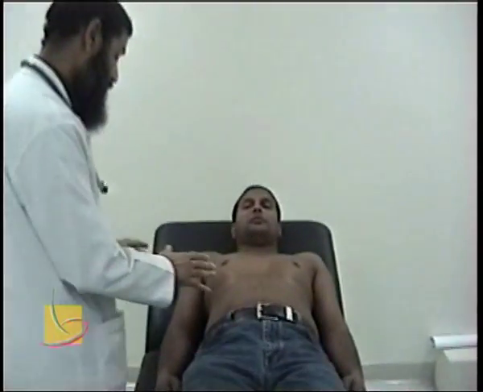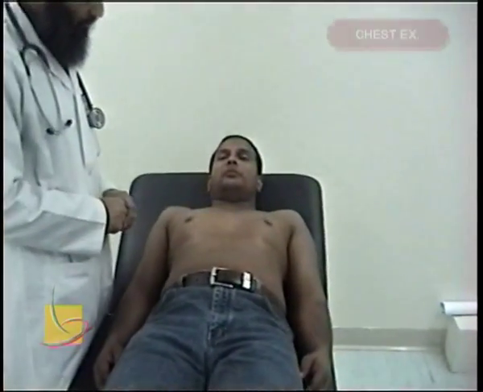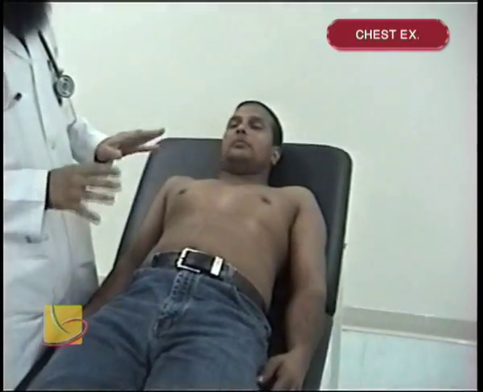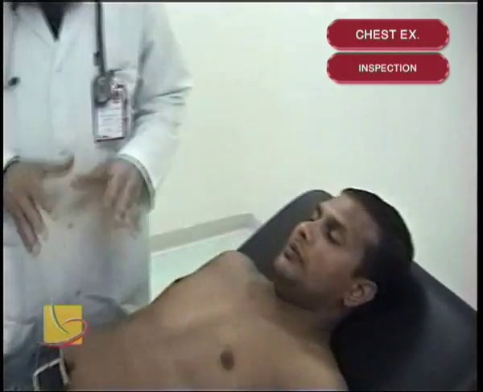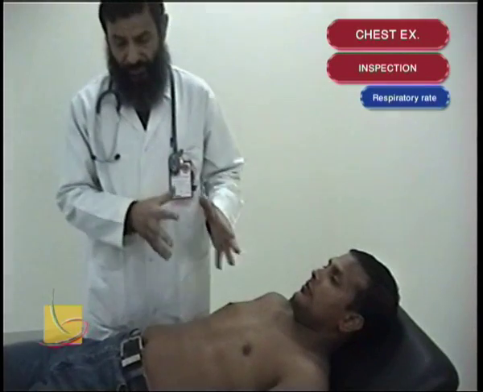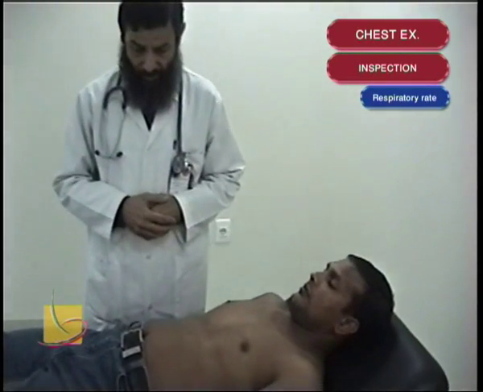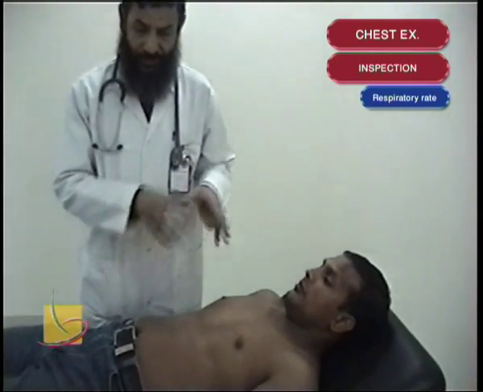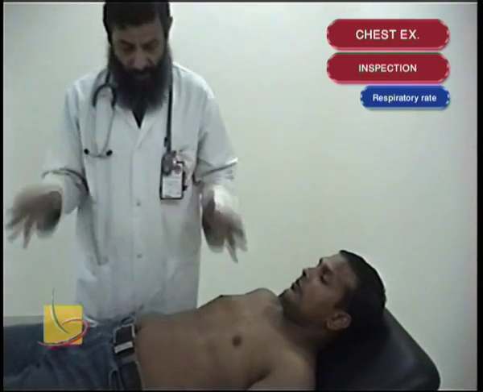Now you move to the chest proper. First, of course, like any other part of the body, you start by inspection. My advice is to always count the respiratory rate. When you start inspection, you count the respiratory rate. If you don't do it now, you'll never do it. You'll forget.